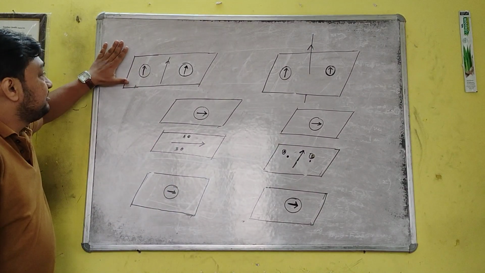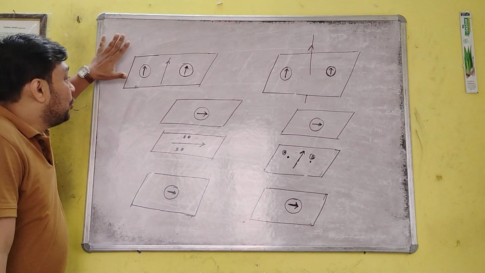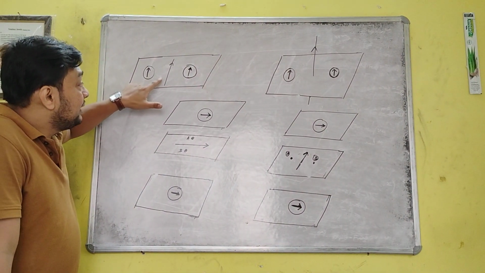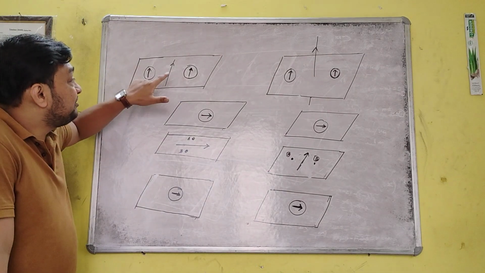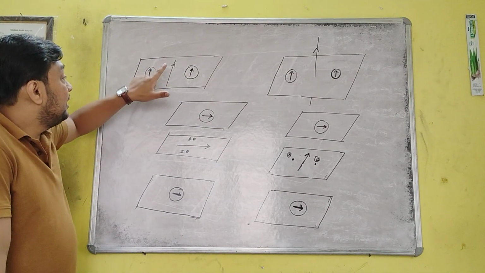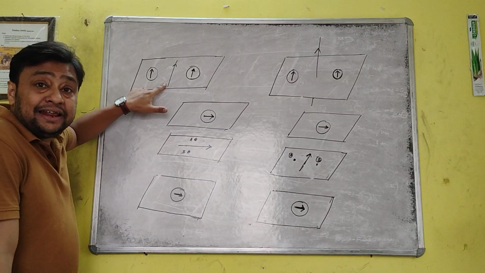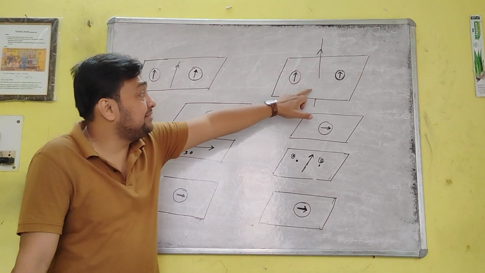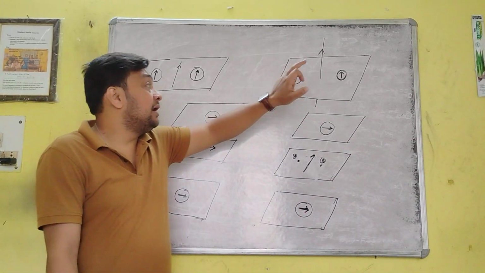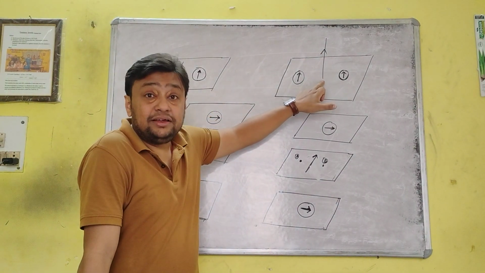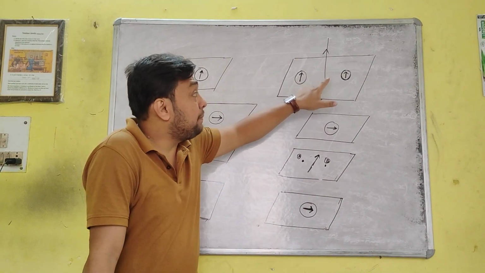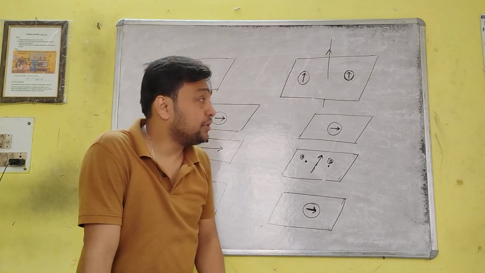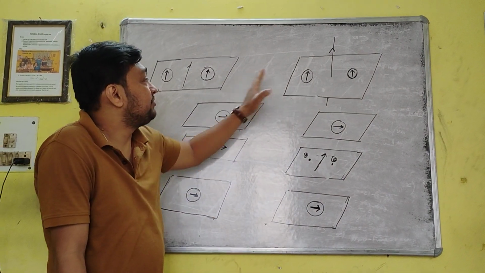The first case is this: the compass needle and the current carrying wire are both in the same plane, and the compass needle and the current carrying wire are parallel to each other. And this is the case where the current carrying wire is perpendicular to the plane of the needle of the compass. Now let us discuss these two cases first.